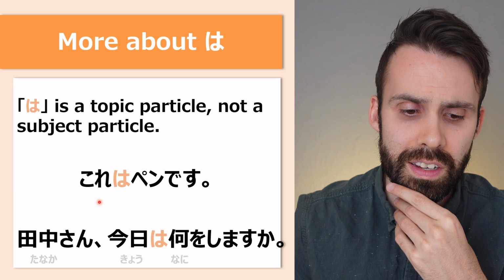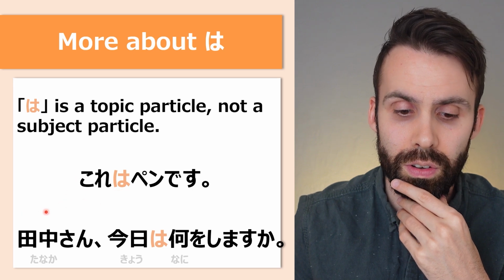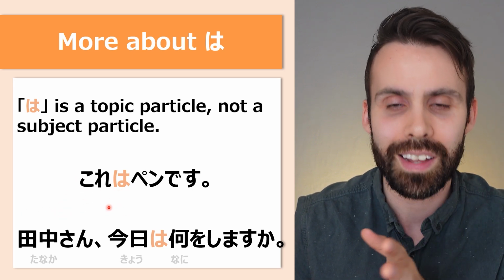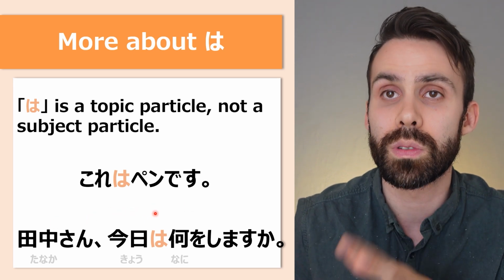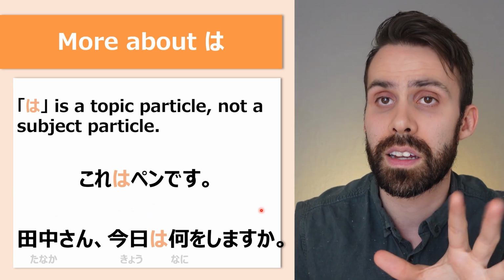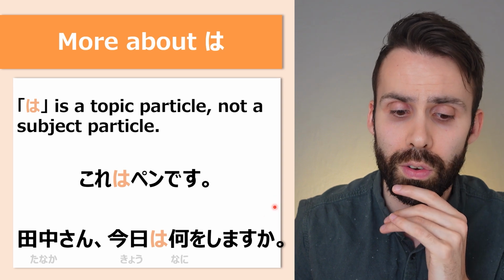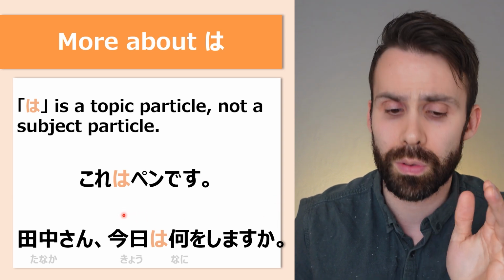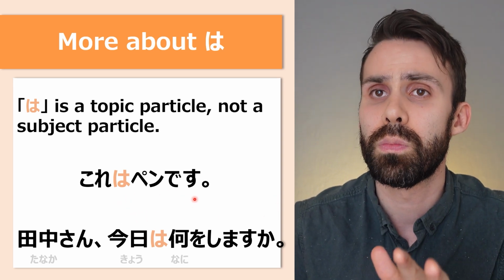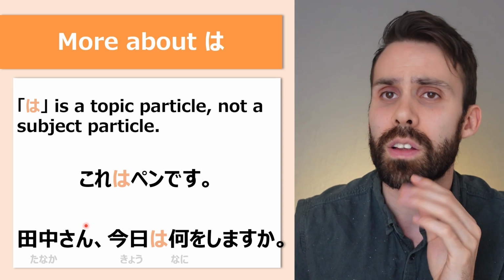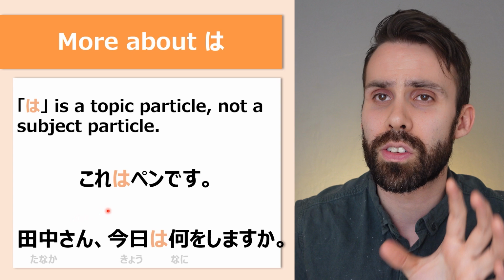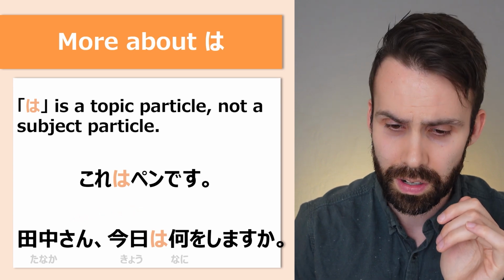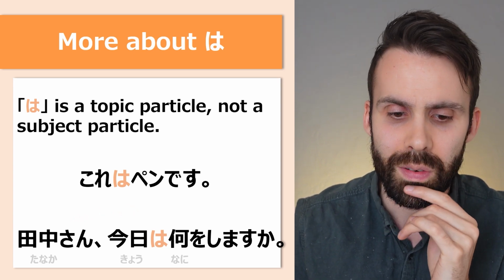But we also have sentences like, 田中さん、今日は何をしますか? So, 田中さん, what will you be doing today? Here, 田中さん is the subject, but we have 今日は. So, speaking of today, what will you be doing? So it's not marking the subject itself, it's marking the topic of what we are talking about. And we can see this here in this example.